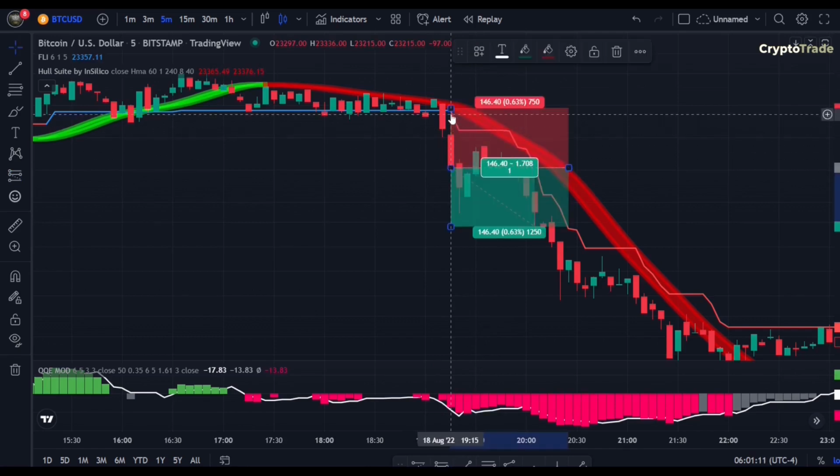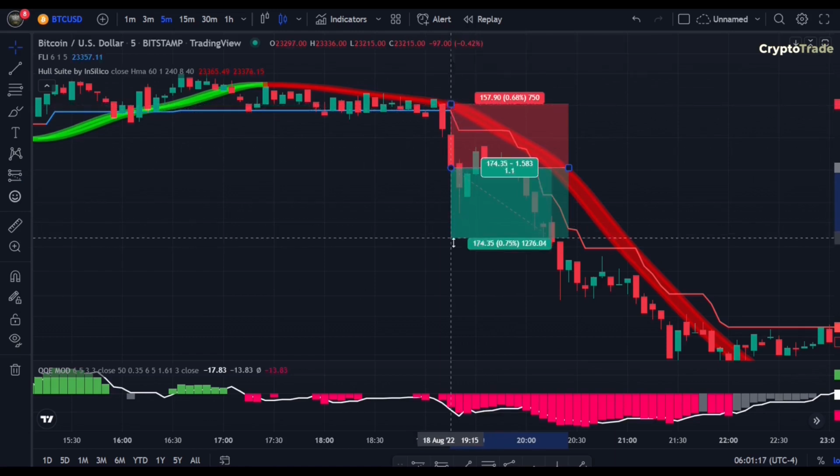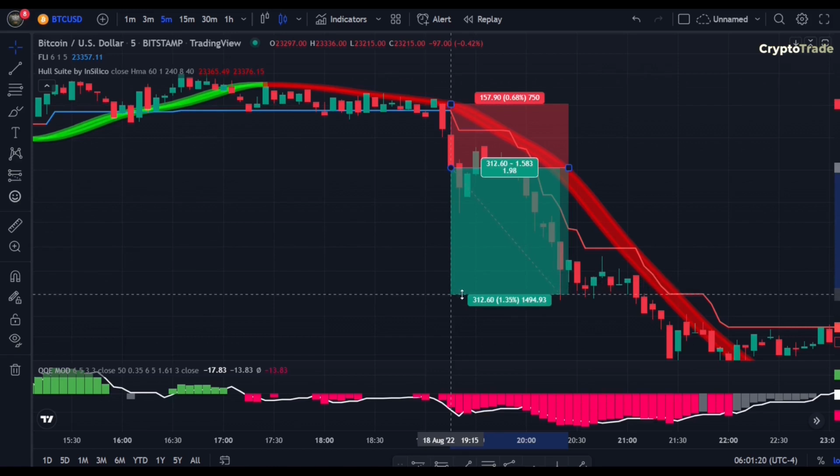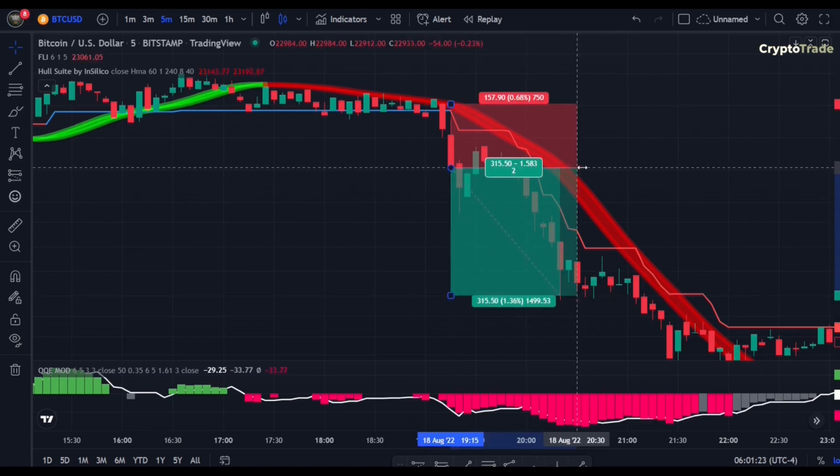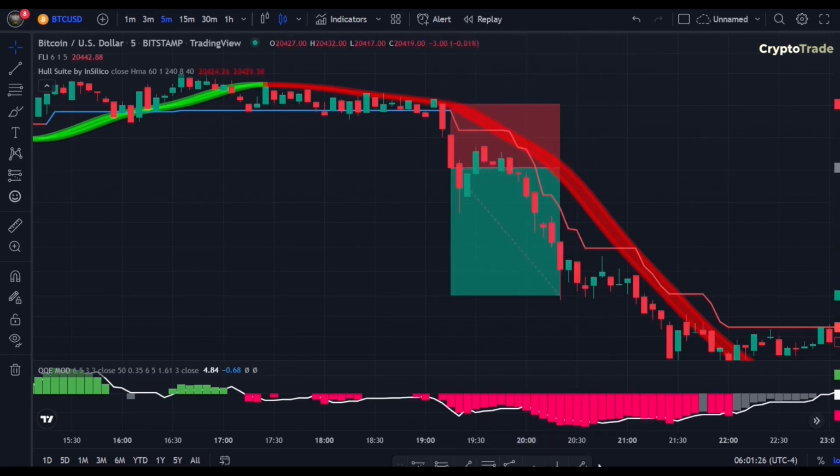Place the stop loss above the FLI red line. The risk to reward ratio will be set to 1 to 2. I hope you have understood the selling strategy.